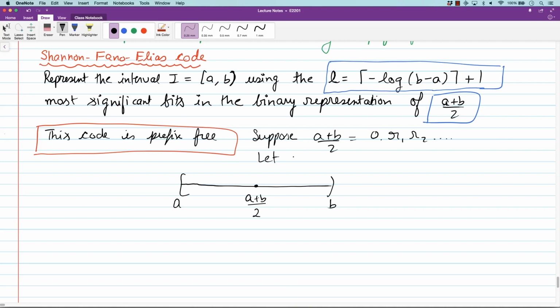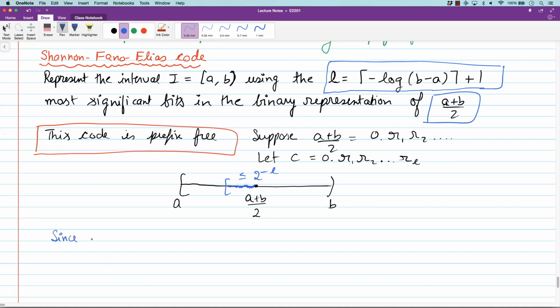Let C be these L most significant bits that we choose. So C is the number which corresponds to these L most significant bits. Where can C lie in relation to (a plus b) by 2? Note that C takes the first L bits, so C must be on this side of (a plus b) by 2. But it cannot go all the way to A. It must stop at some point here, and this difference must be less than or equal to 2 to the power minus L.